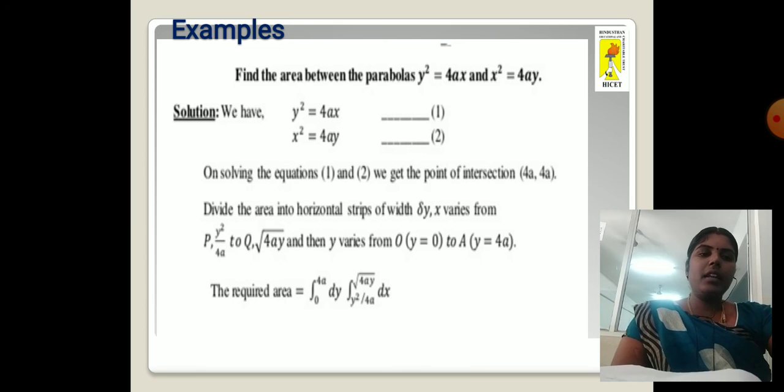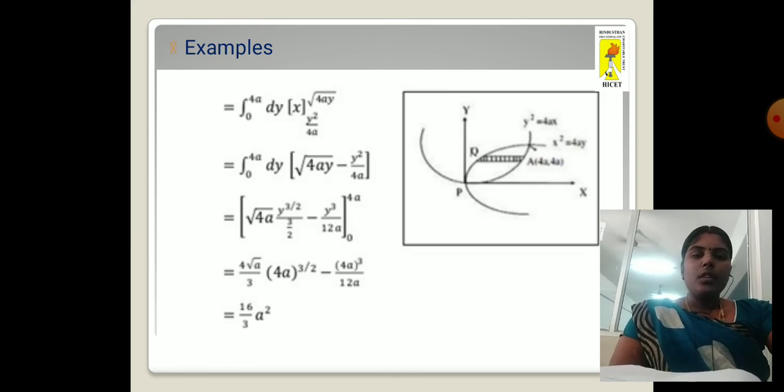The first inner integral is y². Integrating with respect to y, the first term, and then the second term, and solving the above equation, we get the final result: 16/3 a².